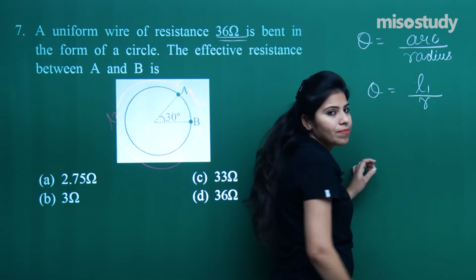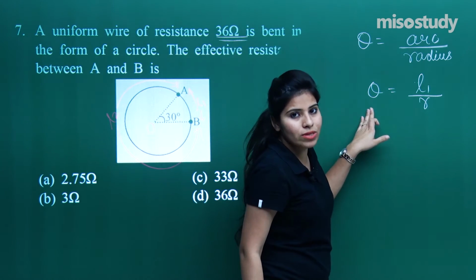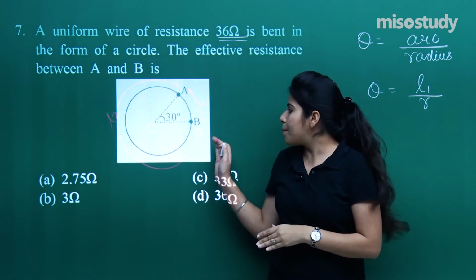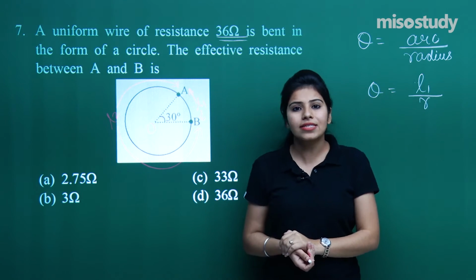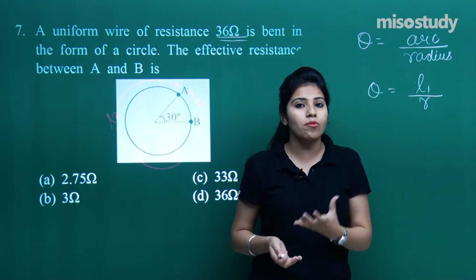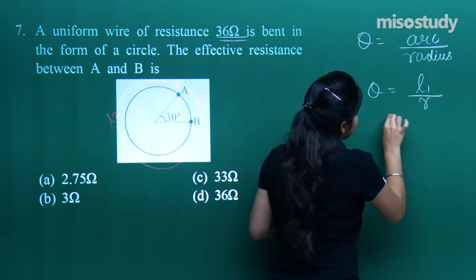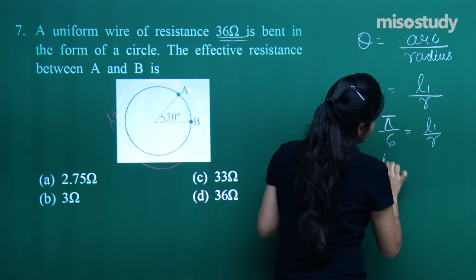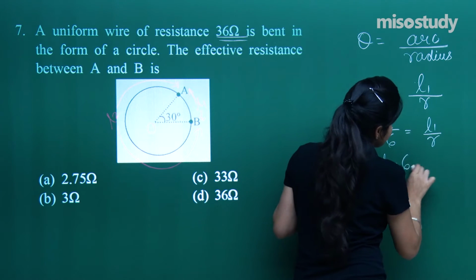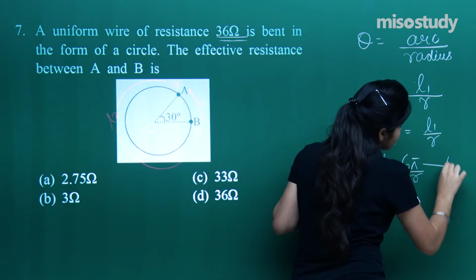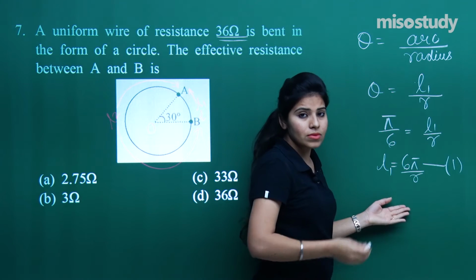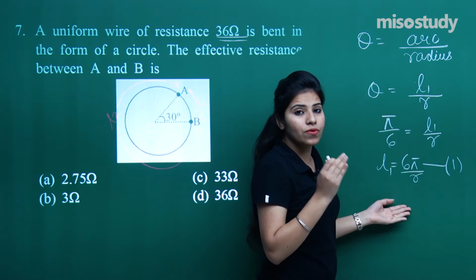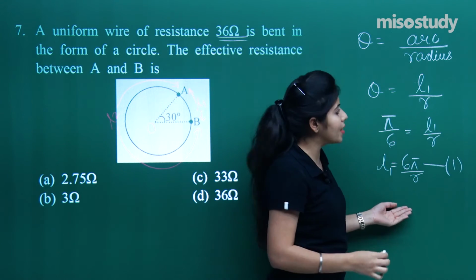So this is r. From here, we know that theta has been given as pi by 6, because it is given as 30 degrees. So you can write it in the form of pi by 6. So pi by 6 equals L1 upon r. From here you will write it as L1 equals pi r by 6. This is your L1.